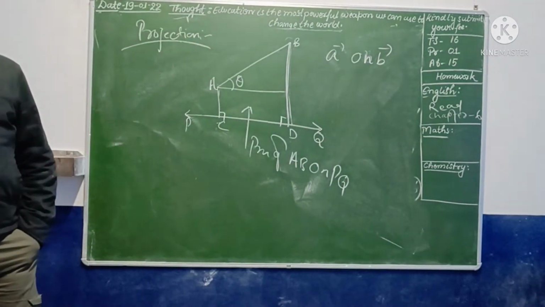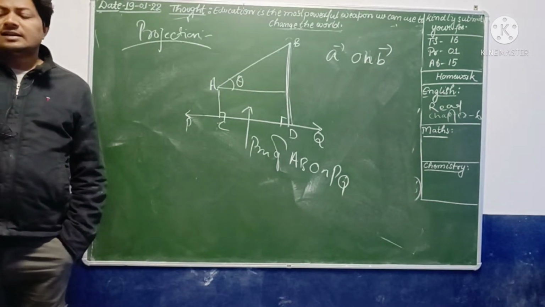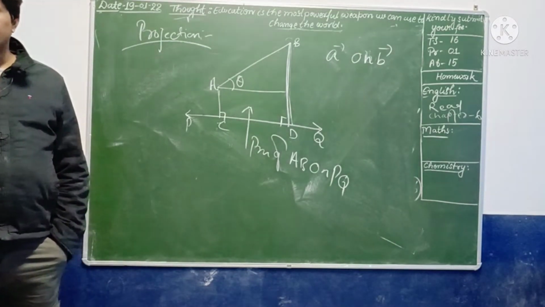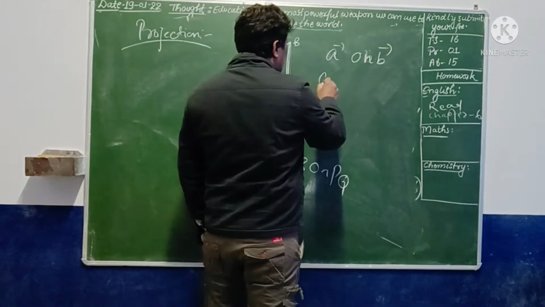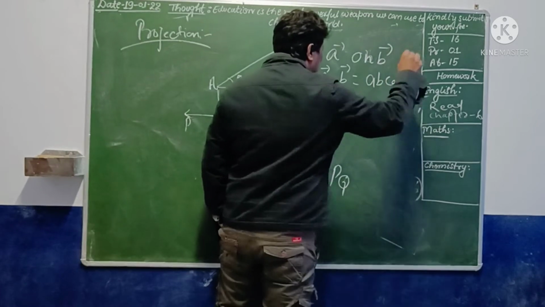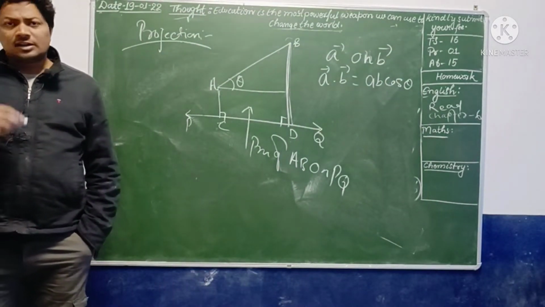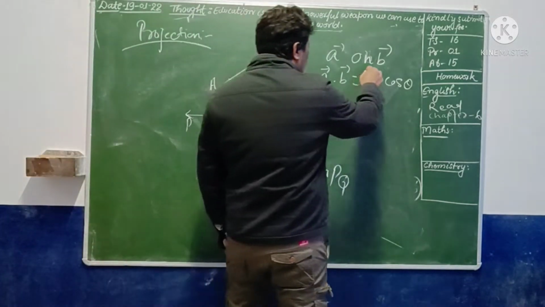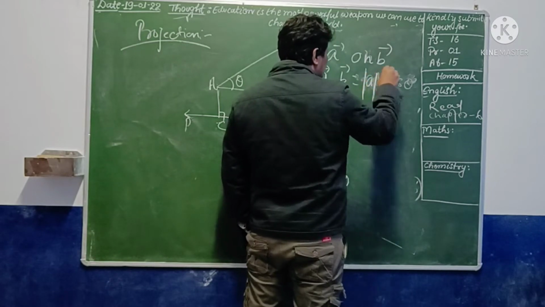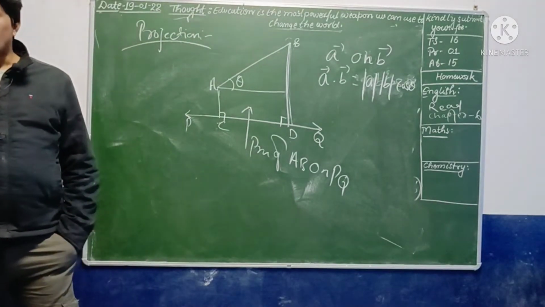Projection of A on B means, let two vectors A and B, and theta be the angle between them. So what you are actually getting? A dot B is equal to AB cos theta. Actually, if you go for a modulus, this will work as a magnitude. Mod A, mod B cos theta.